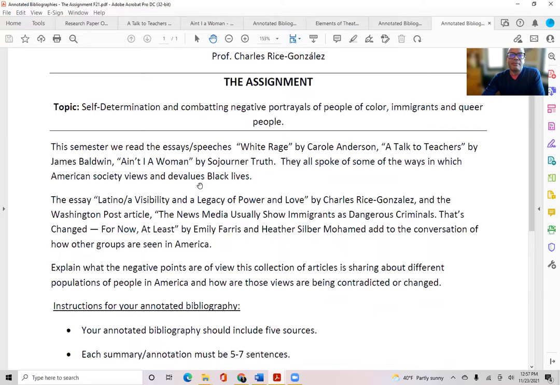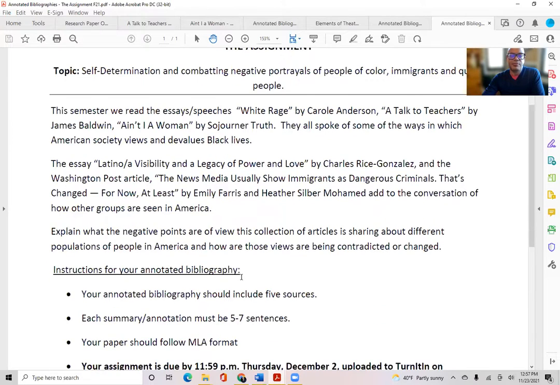Three of them you have, right? Two you will get in your folder for the annotated bibliography. You will get this instruction. You will get a copy of the handout in there and a sample.